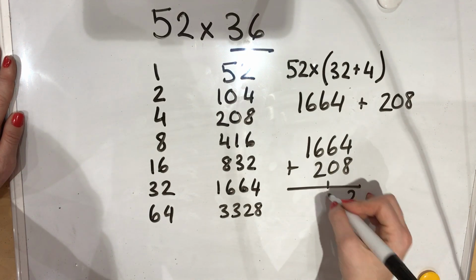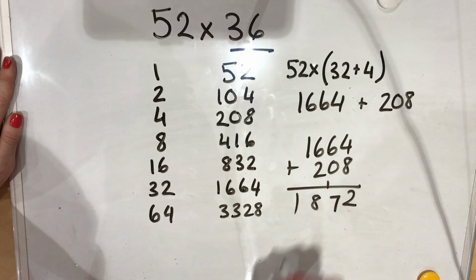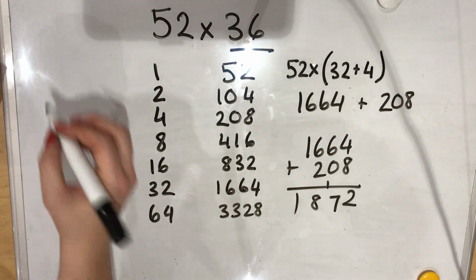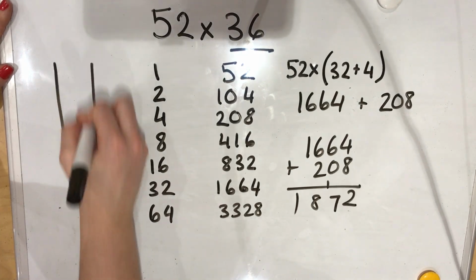So it's going to be 12, carry the 1, 7, 1,872. Let's just quickly check with our grid method.